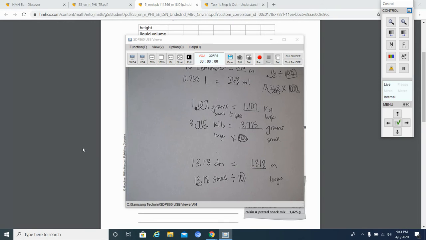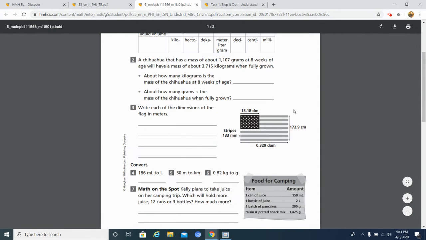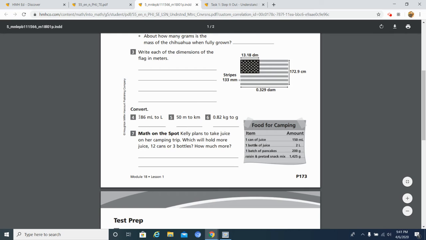Okay, so you're going to put that answer here, and you're going to put what is this? The width of the stars. Then you need to know what the width of the stripes are. And then we need to know the width of the whole flag. So you've got to convert all of these into meters. Okay. All right. And then here, convert milliliters to liters, meters to kilometers, kilograms to grams.